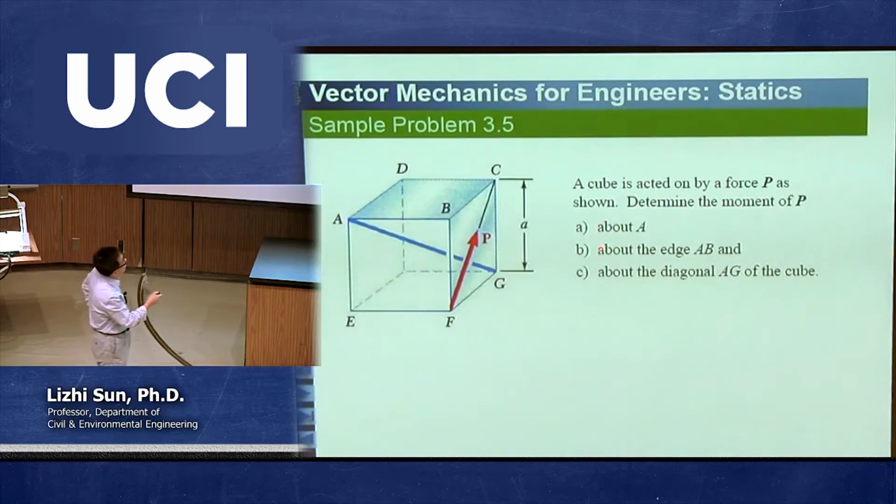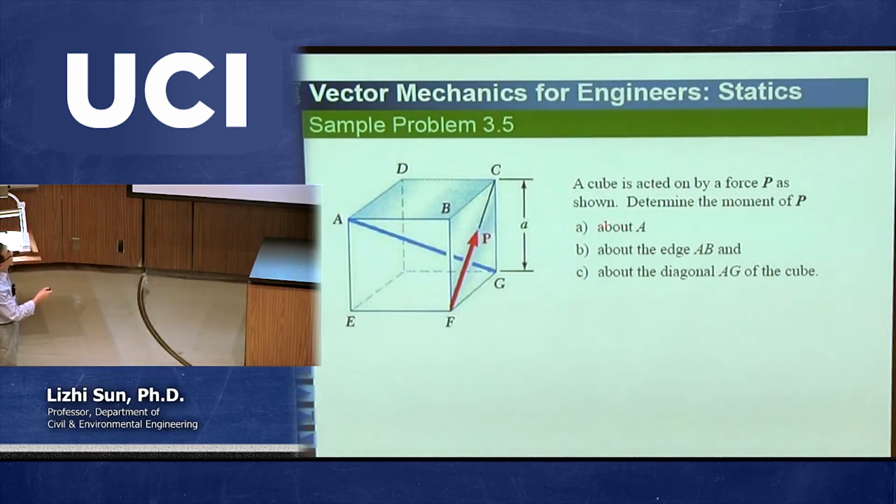So we need to calculate three things. Calculate the moment of this force P about point A. This is the first type of moment. Also, we need to calculate the moment of this P about this given axis, AB, or it's called edge AB. Where is AB? This one. The third question is to calculate the moment of this P about another given axis. It's called AG here.